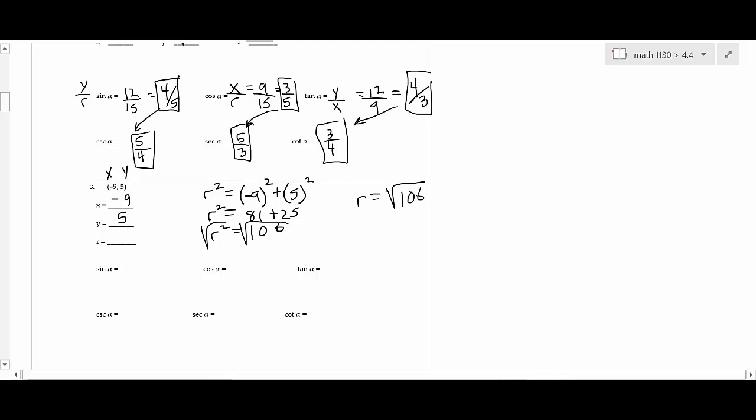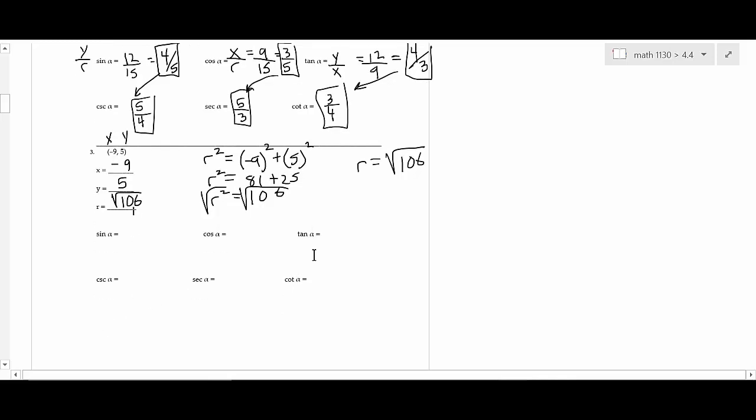Now that doesn't reduce, but you got to be aware that sometimes radicals reduce like we've learned, so you have to do that. Okay, and then r is always positive. Okay, there's no such thing as a negative radius, at least until you get to polar coordinates, that is. Okay, so what we do from here is the sine is y over r, so that would be 5 over root 106. And I'm not going to do any of the rationalizing yet. I usually just kind of save that till the end.